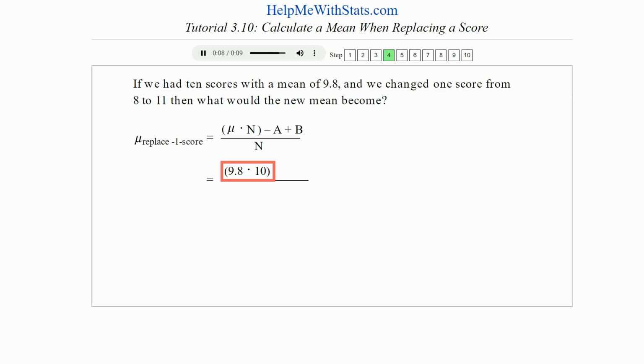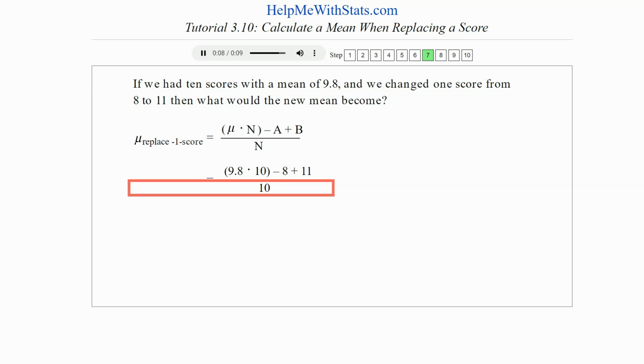The score that will be deleted is 8, so we subtract 8. The score that will be added is 11, so we add 11. We divided the new sum by the original n, because we still have n scores. N equals 10, so let's substitute 10 for n.